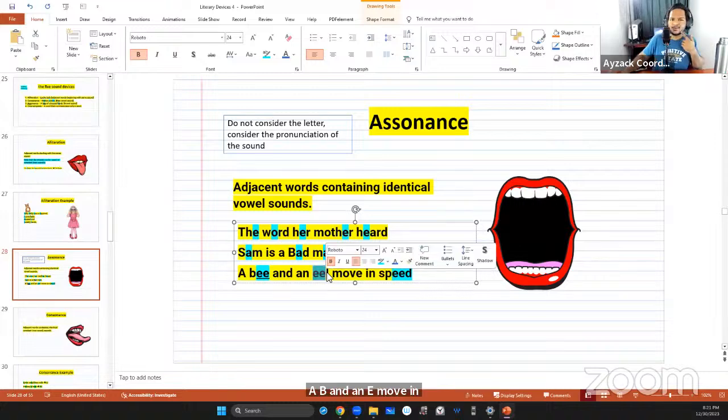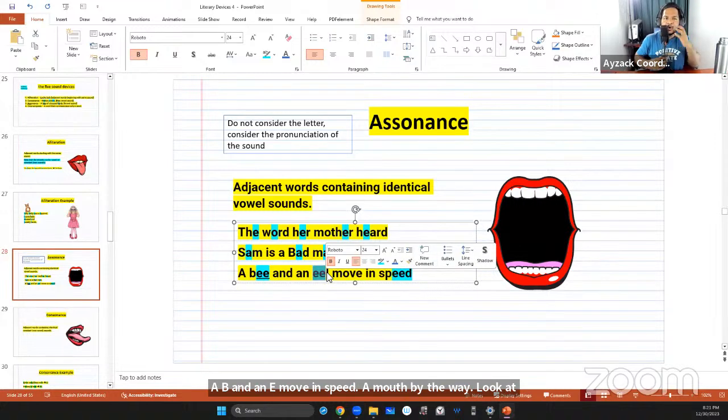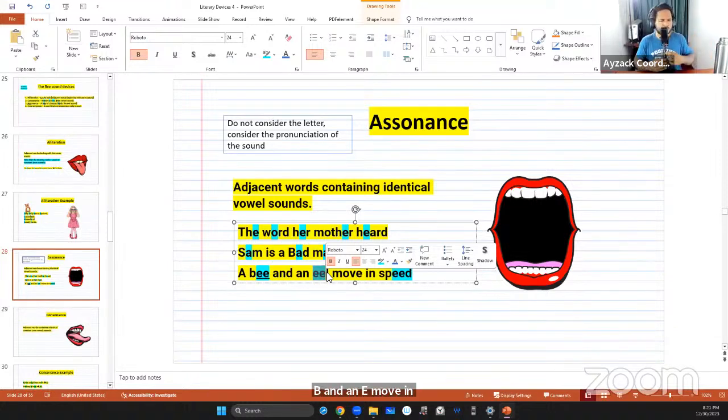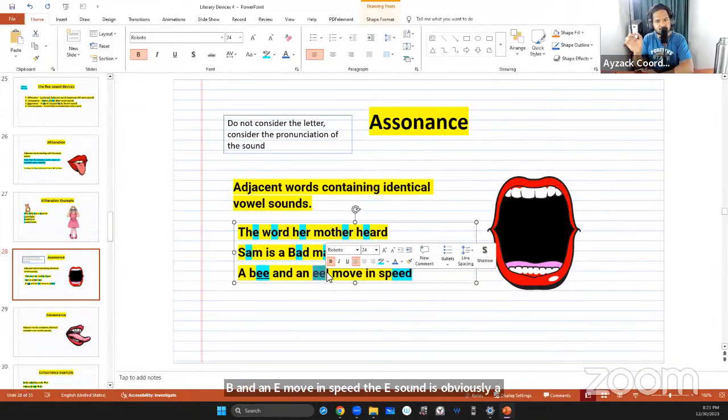Look at my mouth, by the way. Look at how my mouth holds the same pronunciation over and over again. When I recite, a bee and an eel move in speed, the E sound is obviously assonance. Why is it not alliteration? Because the sound is in the middle of the word. It's not in the beginning of the word. Hope you understand that.